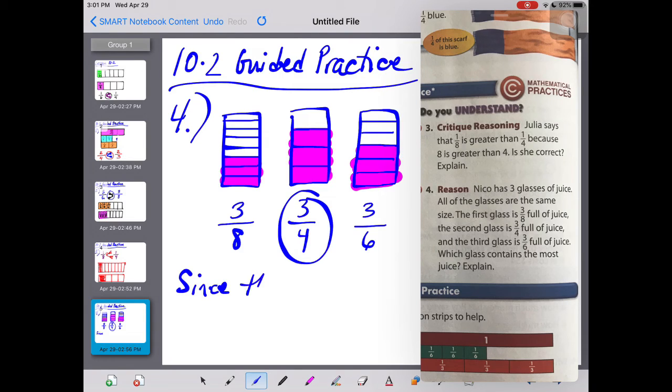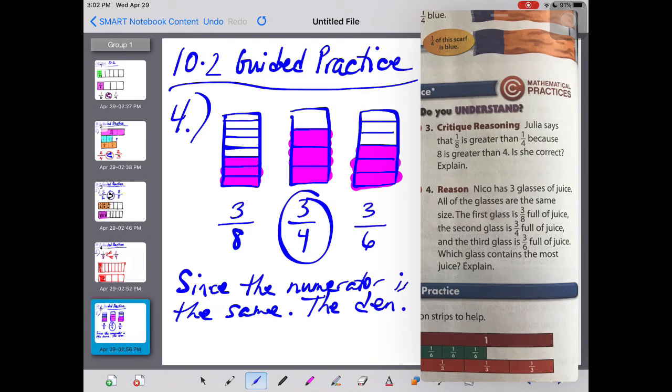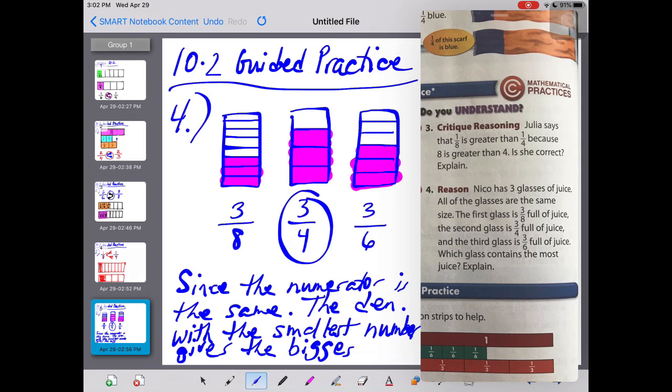Okay, so how you could say this is: since the numerators are the same, the denominator with the smallest number gives the biggest piece. That'll work for now, right?